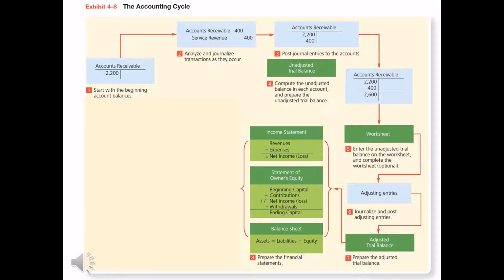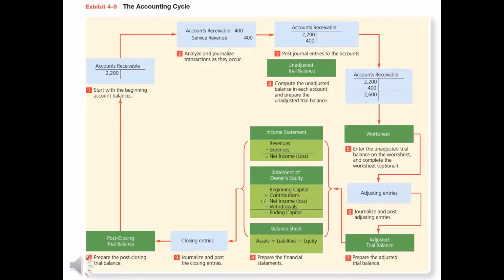The reason we prepare the statement of owner's equity before the balance sheet is because our ending capital account from this statement will be used on our balance sheet in the equity area. The ninth step in the process is to write closing entries. We're going to write journal entries in our general journal that close our temporary accounts. Remember that our temporary accounts are revenue, expenses, and one capital account, the owner's withdrawals account. All of these accounts will be ultimately closed into the capital account.